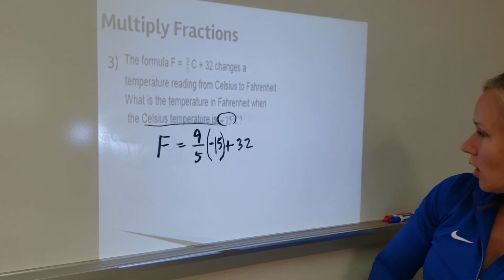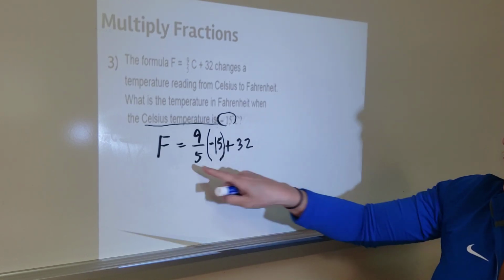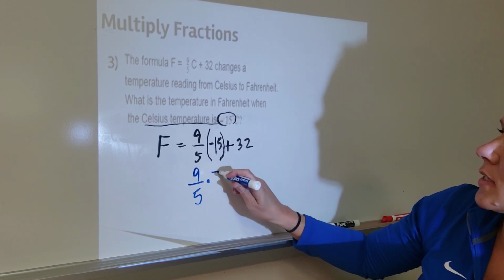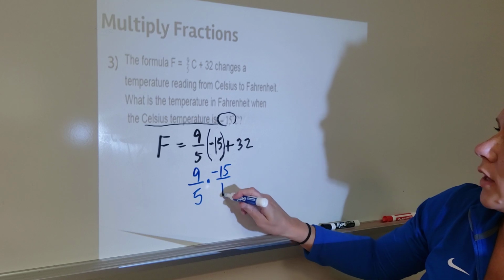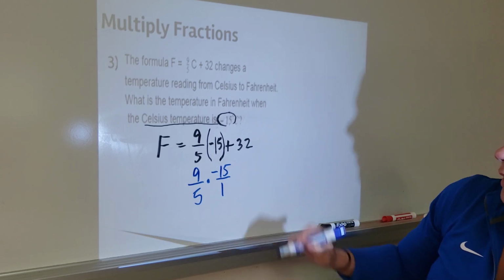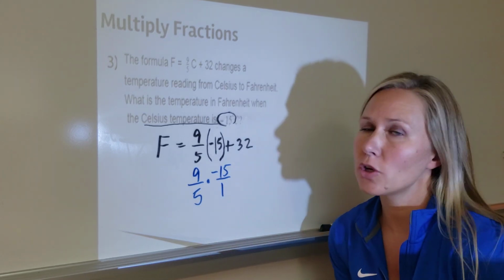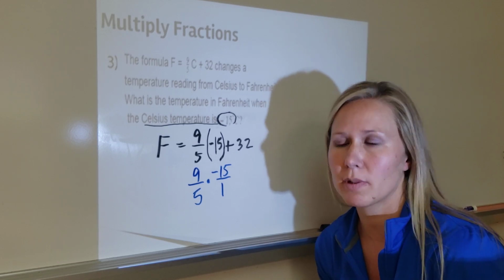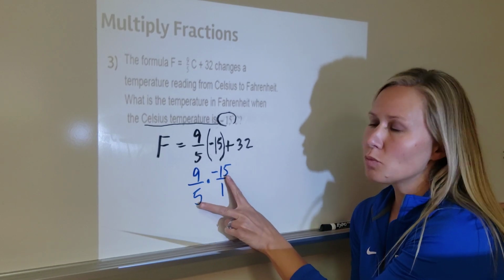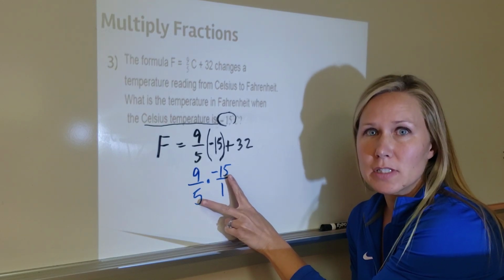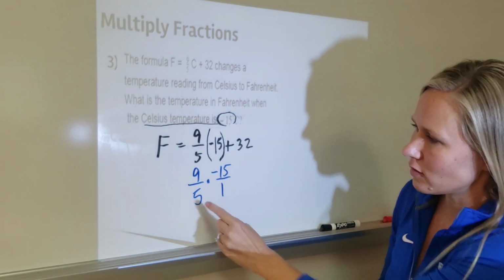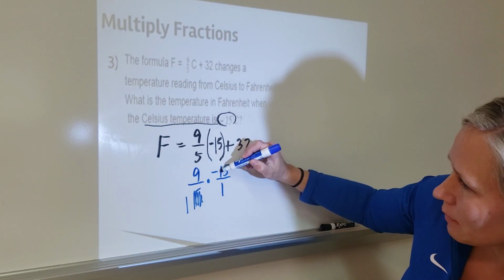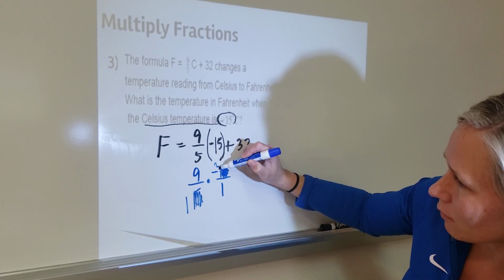So you notice here I have to multiply fractions. I have 9/5 times negative 15 over 1. Now remember, last year you don't need a common denominator when you multiply, but you always want to simplify before you multiply. So right here I have a numerator and a denominator that both are divisible by 5. So 5 divided by 5, 1, and then negative 15 divided by 5, that would be negative 3.